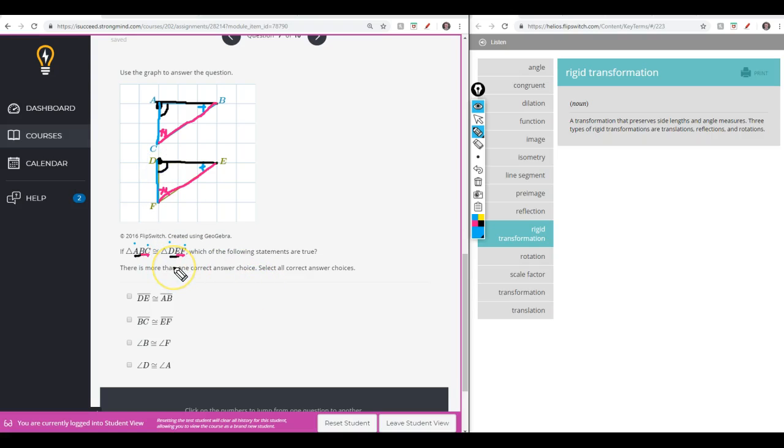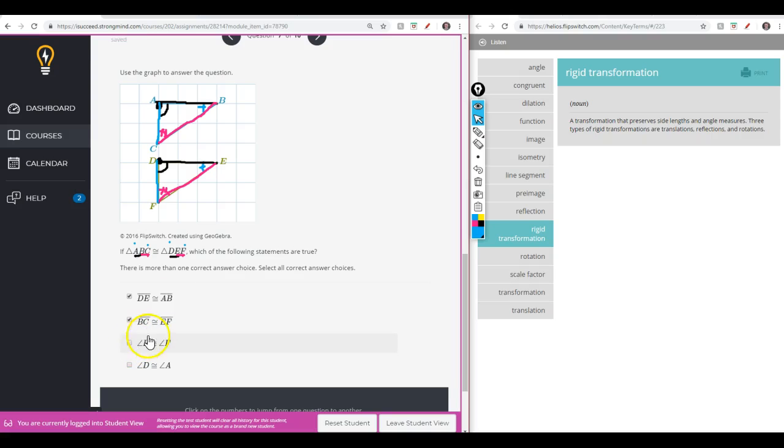So I'm going to be looking for those corresponding side lengths. Segment DE is congruent to segment AB. Yes, we had gone through and verified that those were corresponding sides. Segment BC is congruent to segment EF. Yes, we also confirmed that that was a corresponding side.